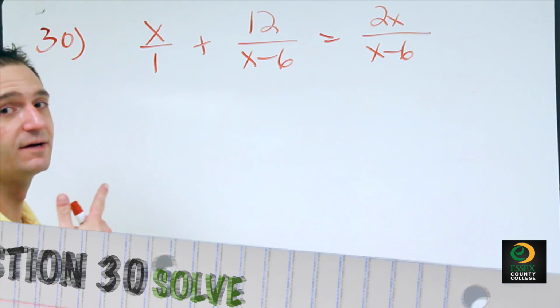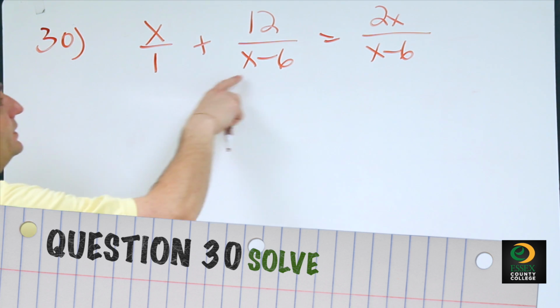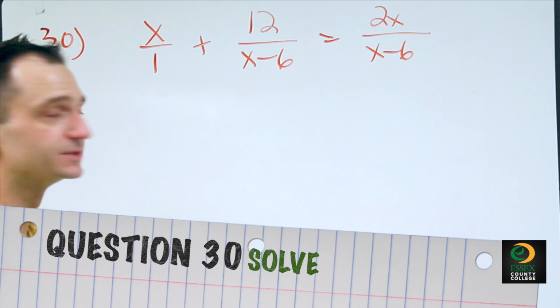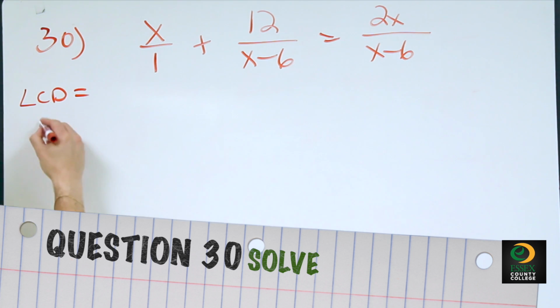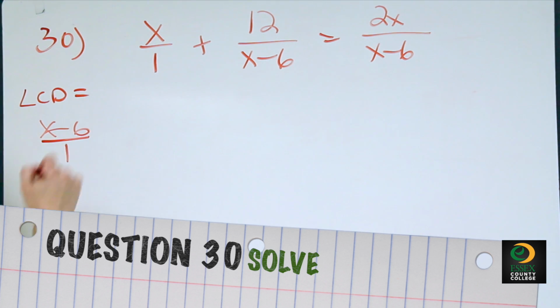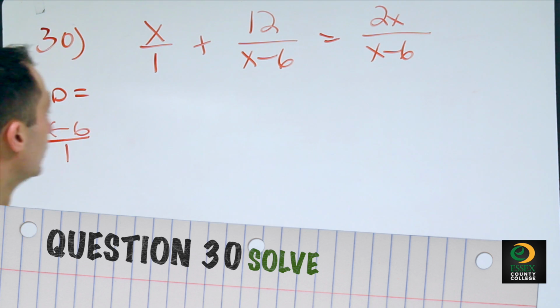Problem 30 asks us to solve the following equation. So your first step would be to find the LCD of 1, x minus 6, and x minus 6. So your LCD simply is just x minus 6. Now you're going to take your LCD and put it over 1, and you're going to multiply each of these fractions by your LCD over 1.